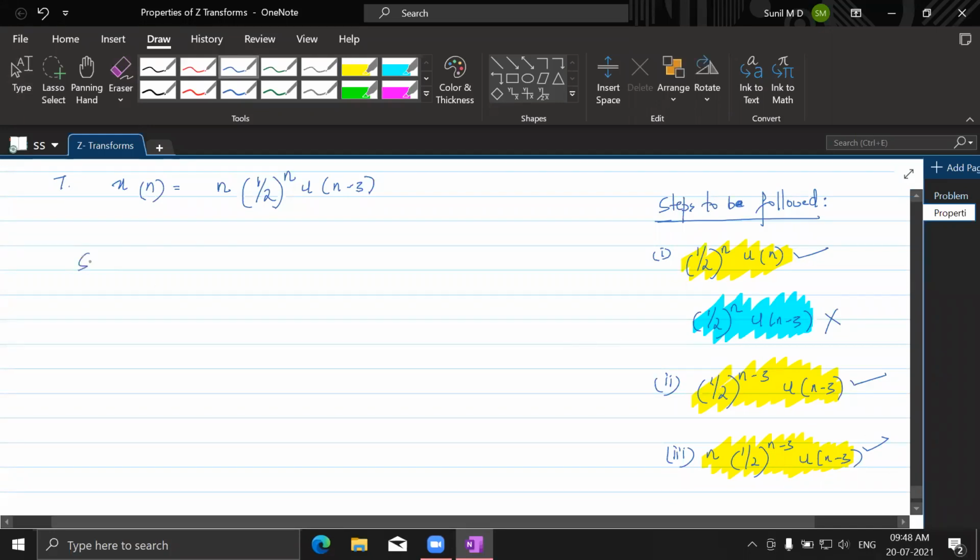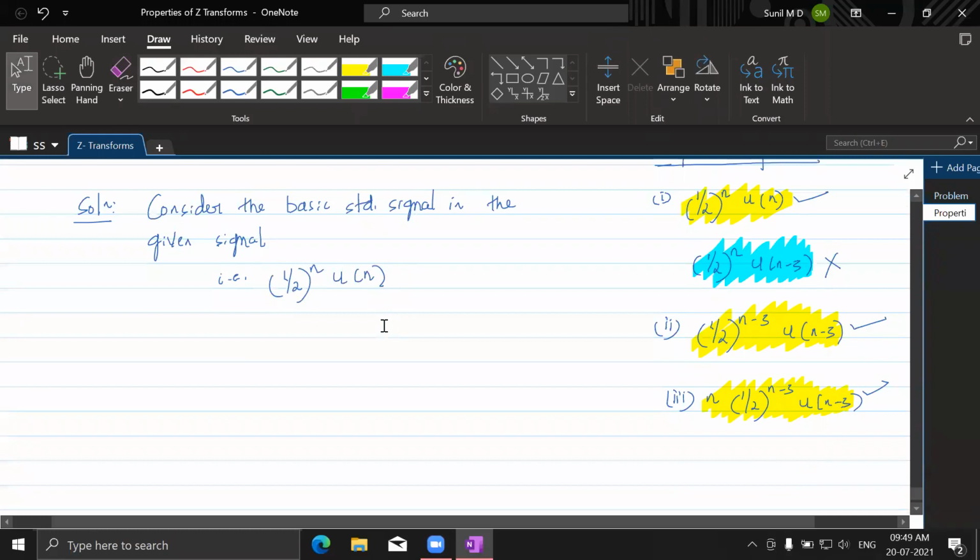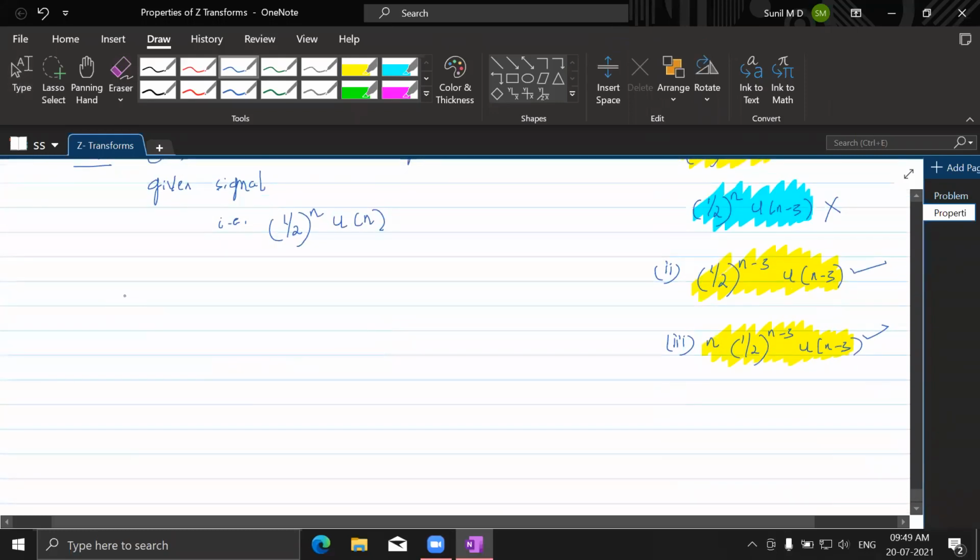Fine. So in the solution, the first signal that we are going with is, what did we write? Consider the basic standard signal in the given signal. Okay, so that we need to consider first. That is half power n u of n. So we have to start with this. Then we have to shift, then we have to differentiate. That we should do.